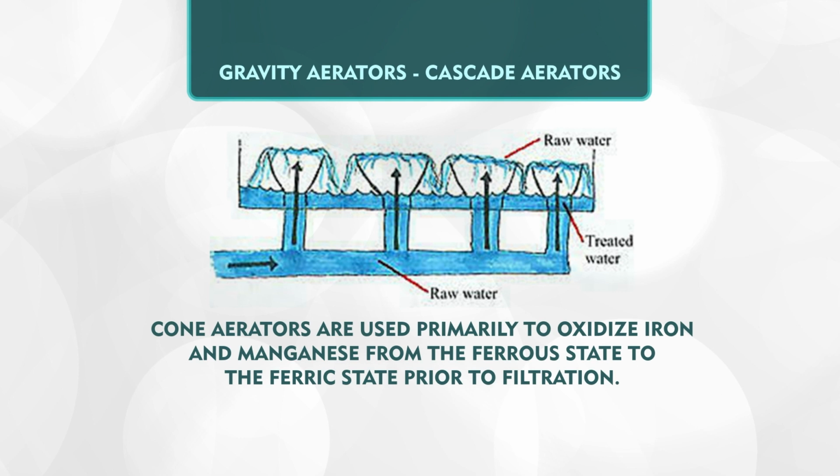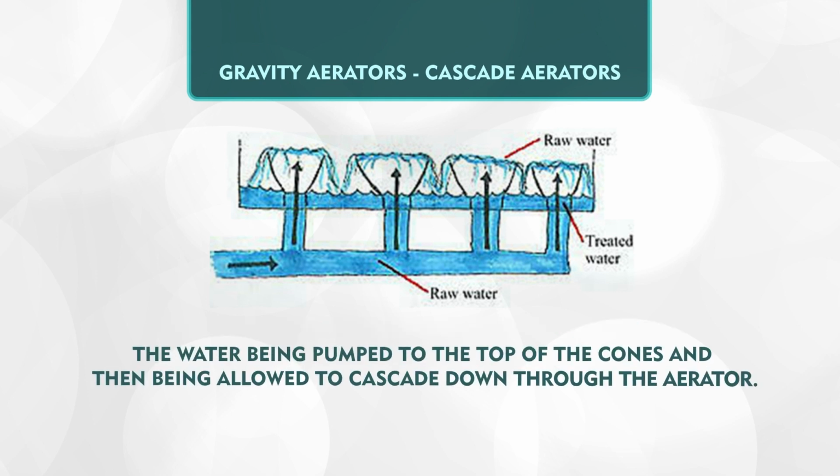Another example in the category of gravity aerators is the cone aerator. Cone aerators are used primarily to oxidize iron and manganese from the ferrous state to the ferric state prior to the filtration process. The water is pumped to the top of the cones and then allowed to cascade down through the aerator. So this is a picture of the cone aerator process.